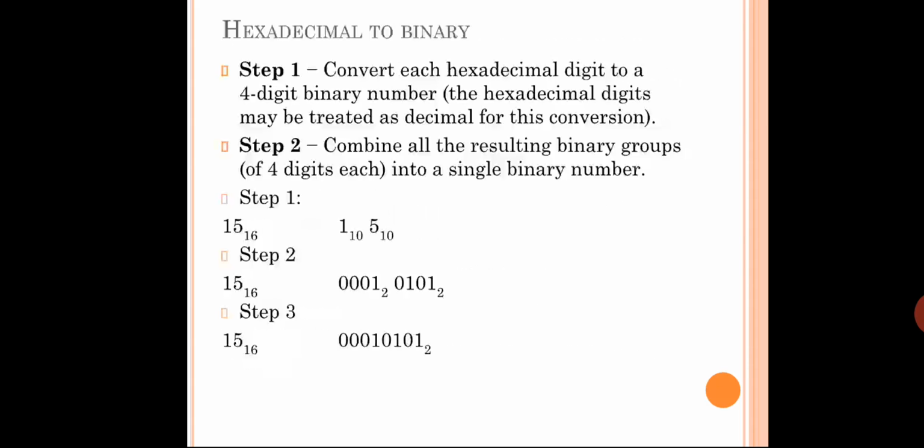Step 2 is to combine all the resulting binary groups into a single binary number, and those are the only 2 steps to convert hexadecimal to binary. See, they have taken the example of 15. How to convert 15 to binary? 1 is one part, and 5 is separate, each treated as a decimal number. Now how to represent 1 in decimal with 4 bits? It is 0001, and how to represent 5? 0101, based on the position value.